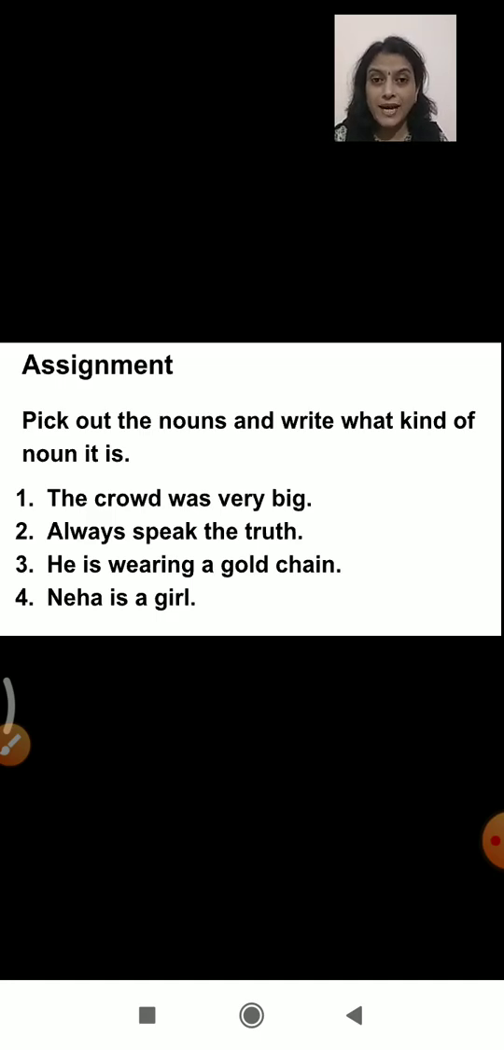So there are 2 parts here. What is the first part? You have to pick out the noun and then you have to write what kind of noun it is. Okay, so just write it down. The first one, I'll read it for you so that you can write quickly. Shall I start? Okay, the first one. The crowd was very big.